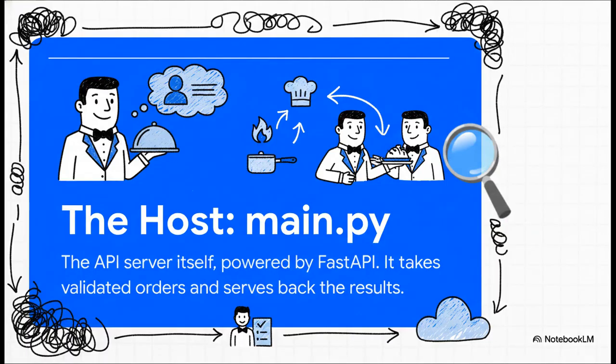And that brings us to our final crew member, main.py, the front of house. This is your friendly host, your efficient waiter, all powered by an amazing framework called FastAPI. Its job is to greet the user, take their order, which we already know is valid thanks to our bouncer, run it back to the kitchen, and then deliver that finished dish right back to the customer.